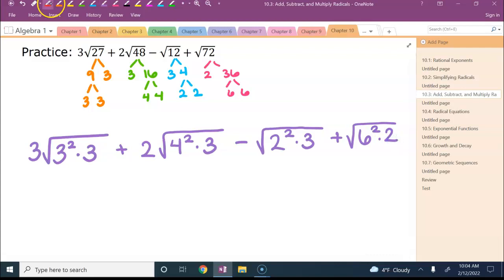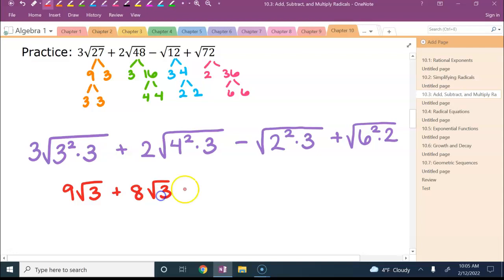So now I'm going to start taking out my groups of 2, and remember if there's a number already sitting in front of the square root, like these first 2, you're going to have to multiply them. So this one, 3 times the 3 out front becomes 9 square root of 3. This 4 comes out, so you'd have plus 8 square root of 3, minus 2 square root of 3, plus 6 square root of 2.